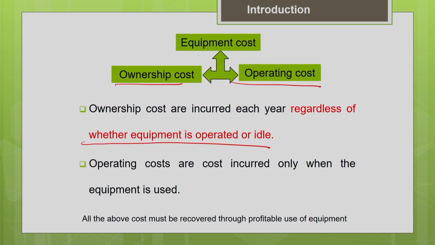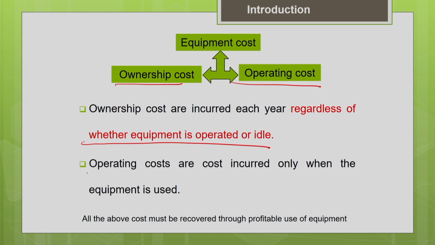Many times we can see that project estimators overlook the ownership cost. There are different components of the ownership cost which should also be included in the estimation of the cost of the machine. People think that only when the equipment is operated are we incurring cost. That is how they make a wrong estimation of the cost of equipment.